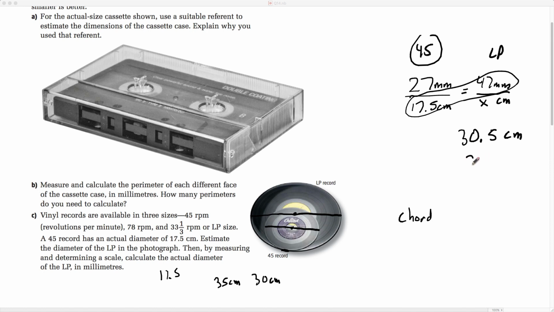And the textbook is saying 293 millimeters. That's reasonably close. If I change this to millimeters, it's going to be 305 millimeters. So we're out by 12 millimeters, which isn't a huge amount, and an LP is a pretty large thing, and that was just based on a quick measurement.